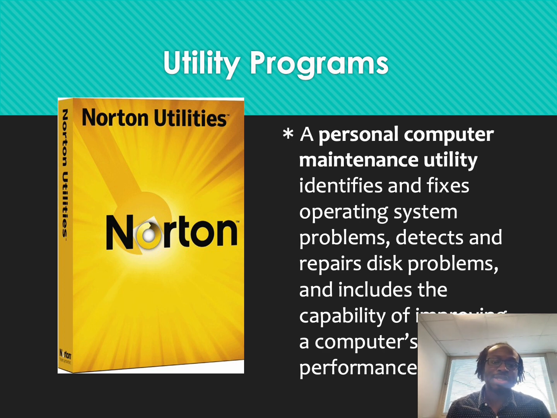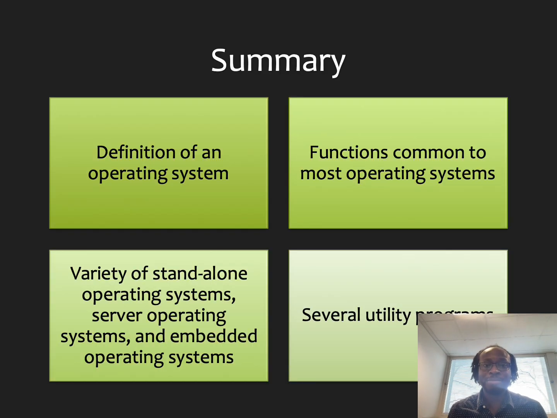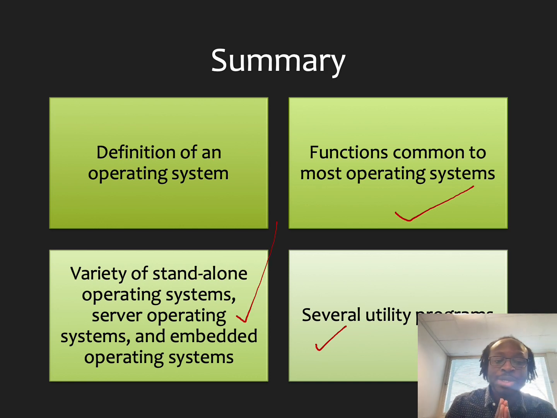So other utility programs, quite a few utility programs that we can use, and we have mentioned quite a number of them, and that would take us to the end of the session. So brief summary, what we have covered: basically system software. We've covered operating system. We have also looked at utility programs as well, but we did spend some time on the functions of the operating system, and we have also looked at standalone operating system, server operating system, and embedded operating systems.